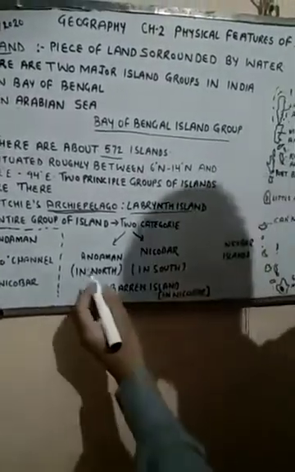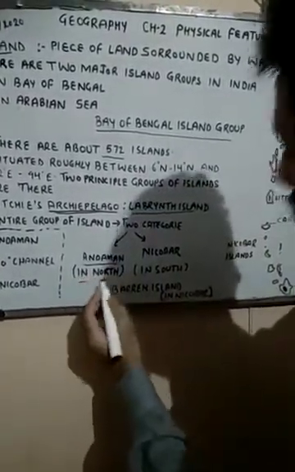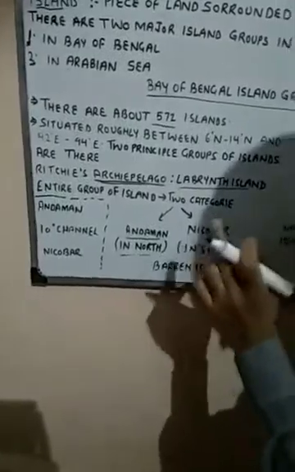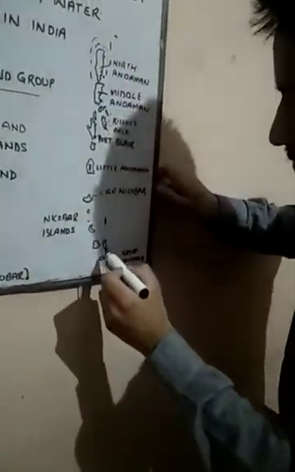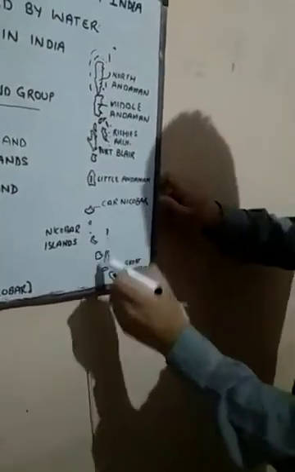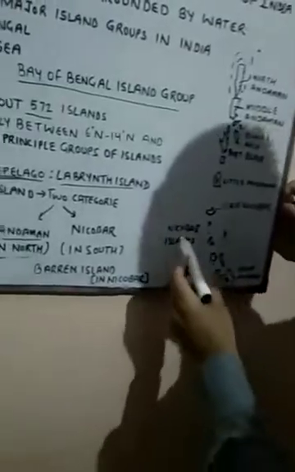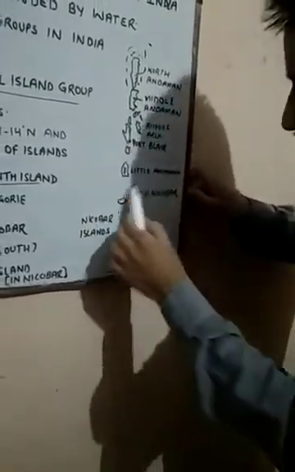Andaman lies in the northern part of the whole island group. And second is Nicobar. Nicobar lies in this area. So starting from here, the small islands are a part of the Nicobar Islands. It is written also.